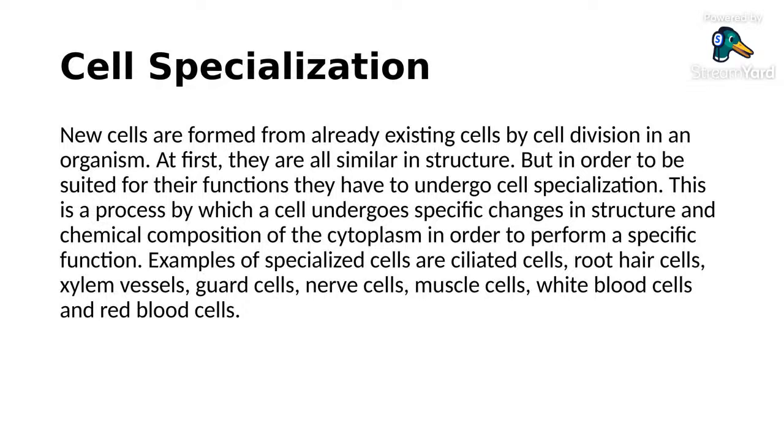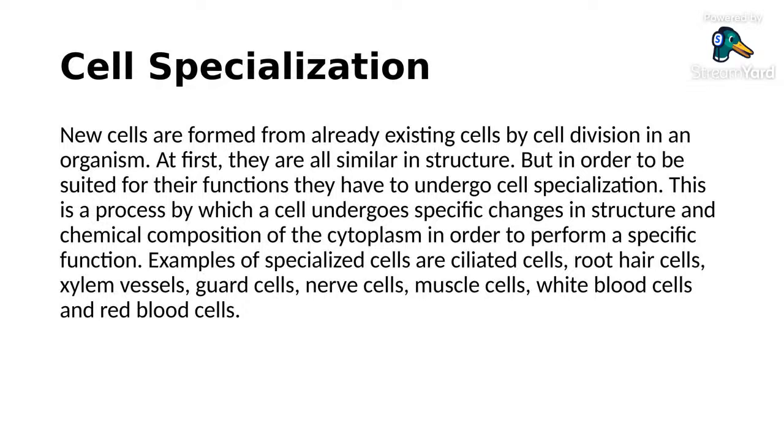So remember, initially the cells are all the same, but in order for them to perform their specific function, they have to undergo cell specialization. Okay. So initially, you and I, we were just one single cell known as a zygote. It divided into two. The 2 new cells each divided into 2. The 4 new cells each divided into 2. The 8 new cells, they divided into what? 16. And all these cells were the same.